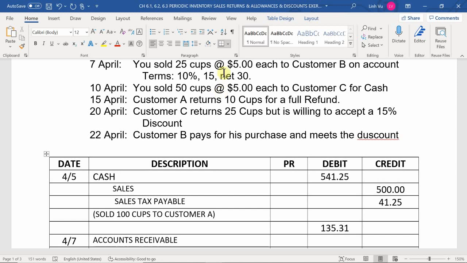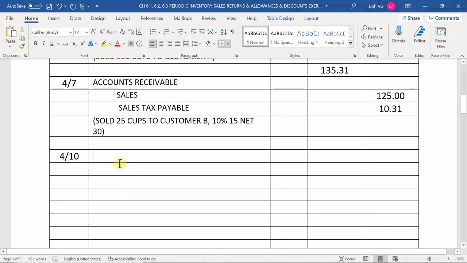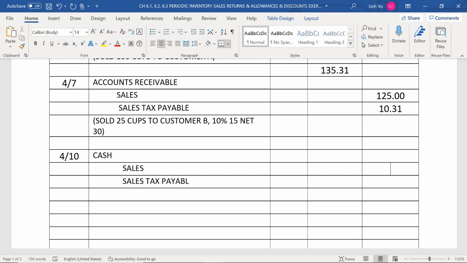Cash. Good. And sales tax payable. Good. How much was my total sales? 250. How much tax am I going to charge? $20.63. Good. So that means in grand total, how much cash am I going to be receiving from customer C?